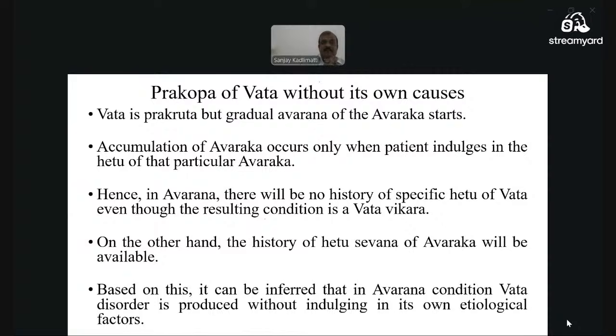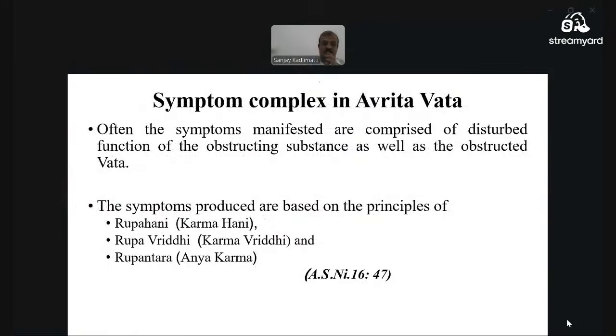On the other hand, if you take the history of hetu sevana, the avaraka will be available. Based on this, it can be inferred that avarana is the only condition where vata disorders are produced without indulging in the swahetu of vata. Now, symptom complex in avarana.